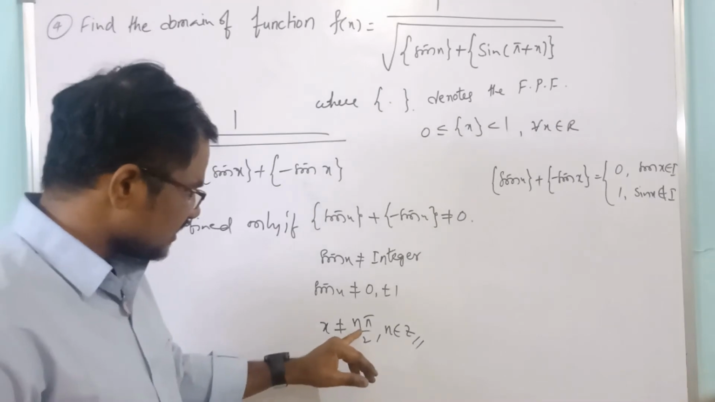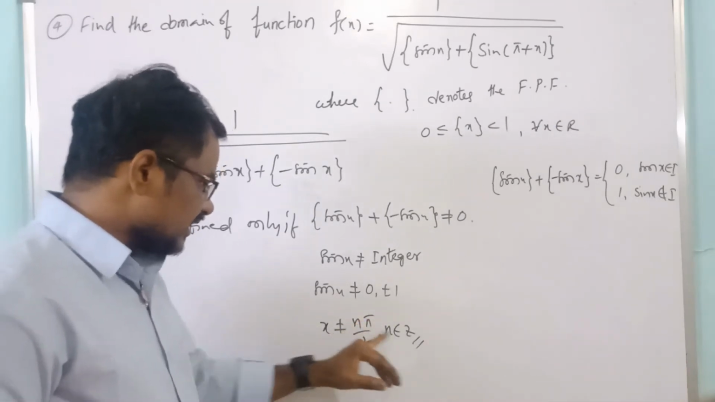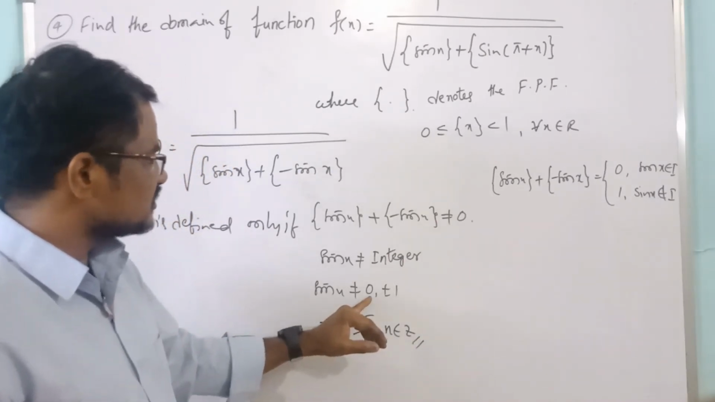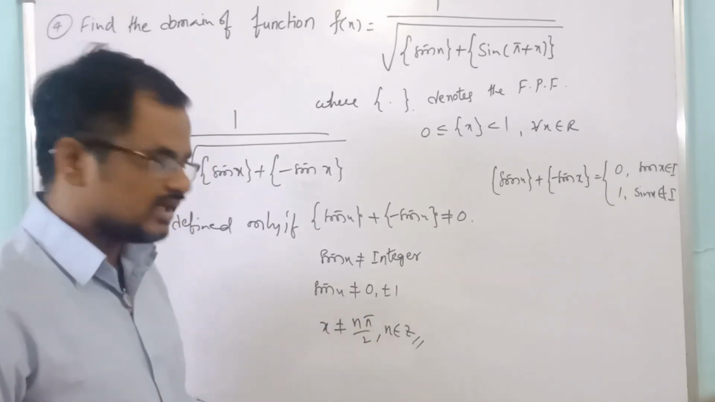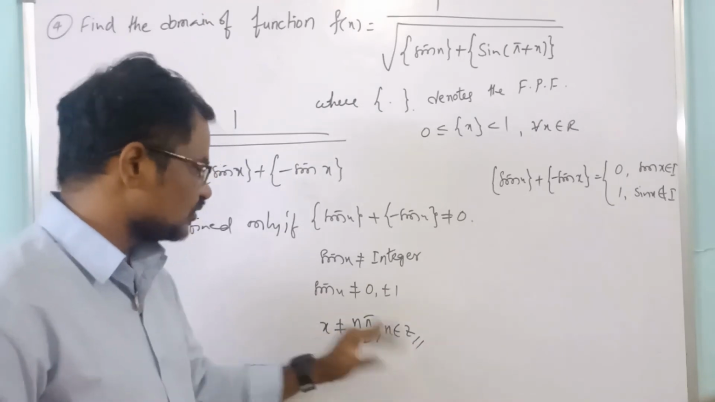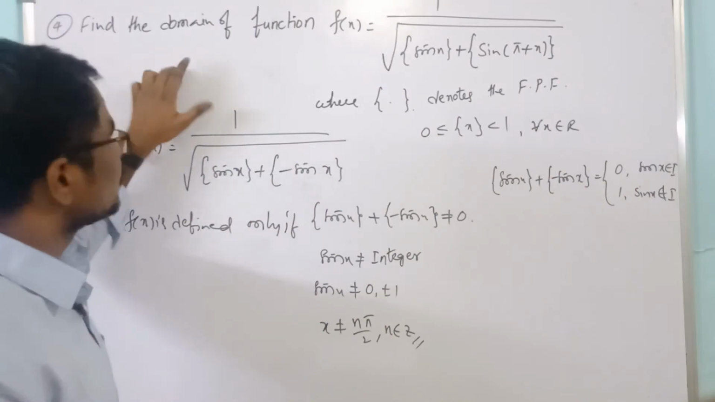Because if you take n pi by 2 as x values, n equal to 0, if you take x equal to 0, you will get here at x equal to 0 it is an integer. Next, n equal to 1, if you take pi by 2; n equal to 2, if you take, again 0. The 2 gets cancelled, x equal to pi, sin pi is 0, like that. Okay, so this is about the fourth problem.